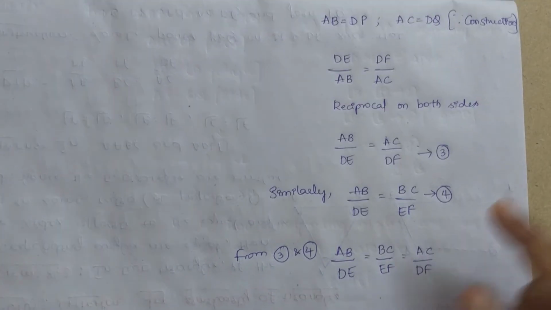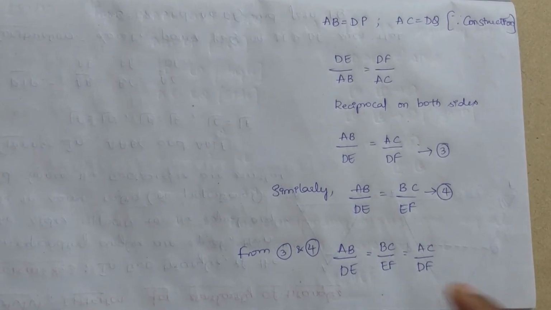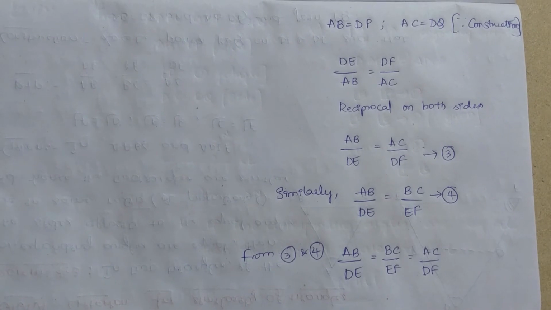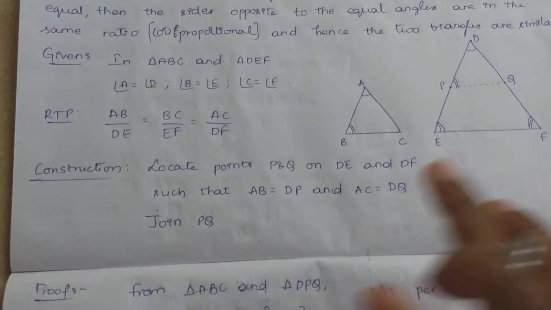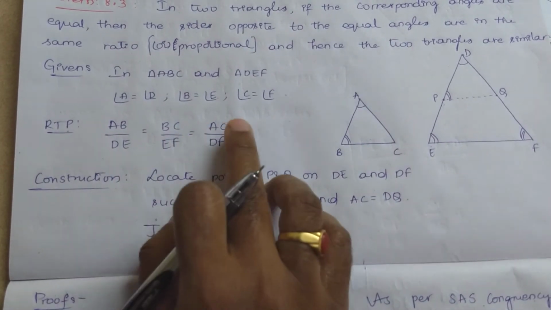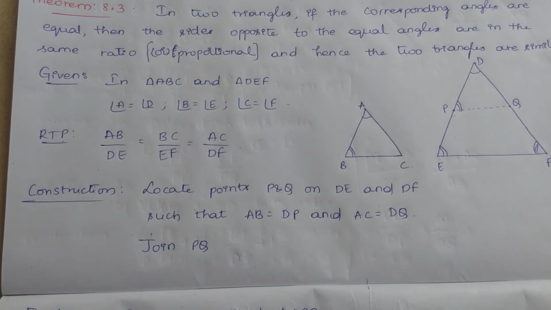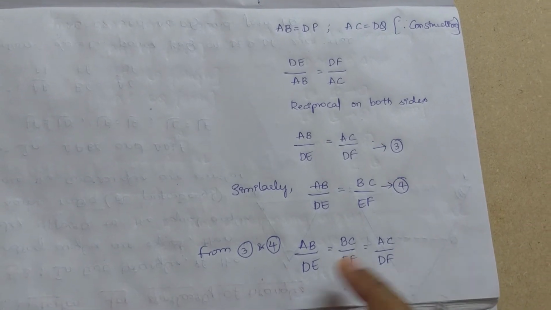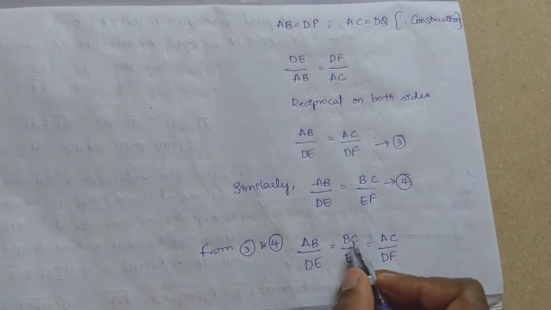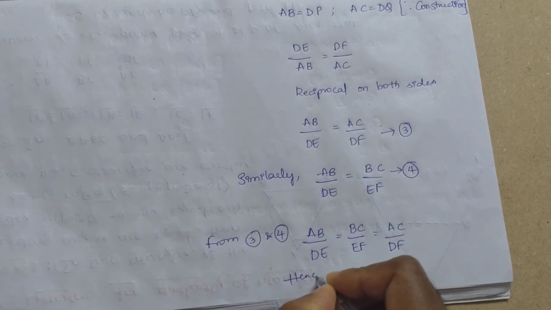Clear? So what did they ask us to prove? Let's see what they asked us to prove in the required-to-prove part. AB by DE equals BC by EF equals AC by DF. This is what they have asked us to prove. I think we got the same, right? So AB by DE equals BC by EF equals AC by DF. Hence proved.